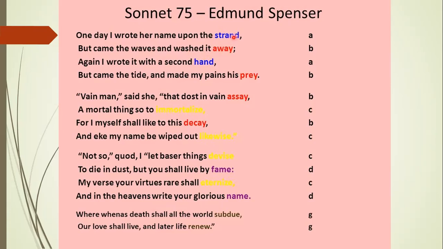So you see here, the first word, strand, the first rhyme is A. Then away, we give it the second one, B. Again, I wrote it with a second hand. Since we have repetition, it will take the same sound. But came the tide and made my pains his prey. Also repeated, so B, B, B.